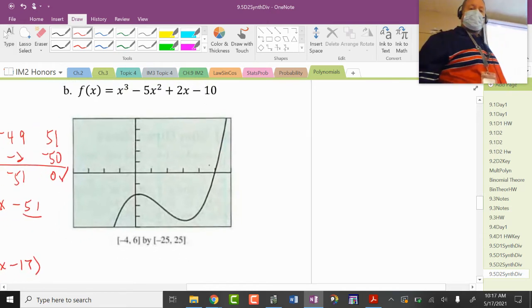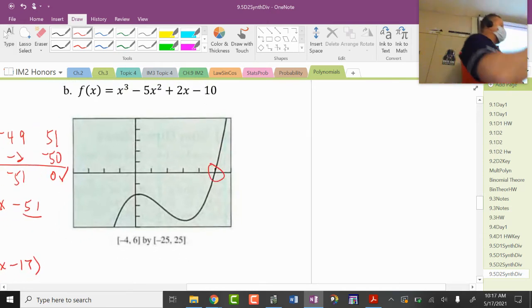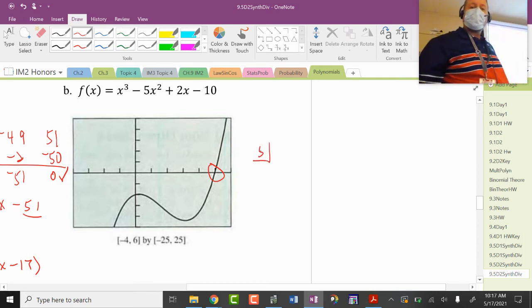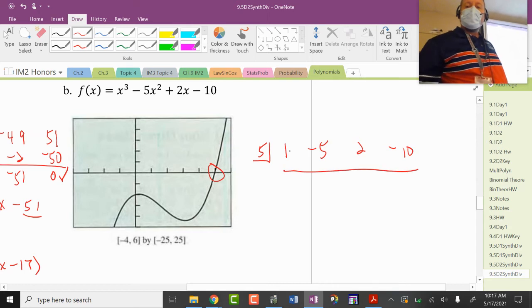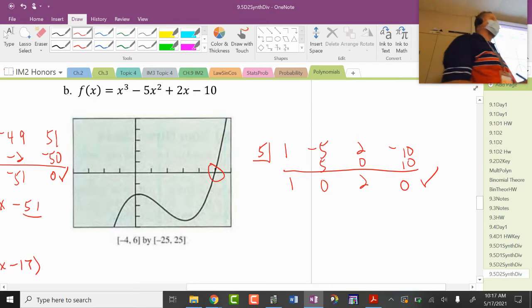Let's steal this picture. What's this 0 right here? Say it before I continue. Tell me. 5. So that means 5 goes into the blank, and I'm going to use this space off to the right here. 1, -5. 2, -10. Prove it. 1, 5, 0. 5 times 0 is 0. 2, boom shakalaka. That's proof that it is a 0. You got 0 as a remainder.